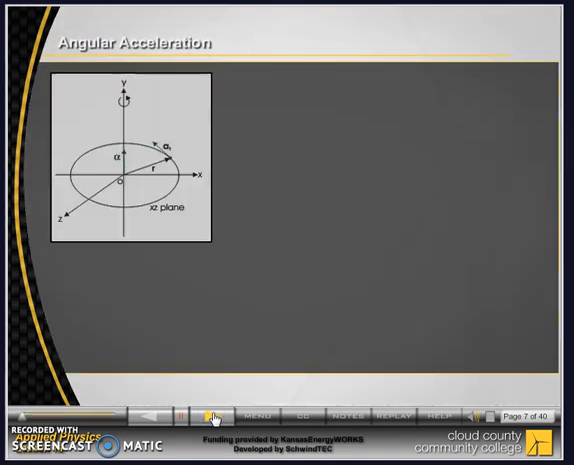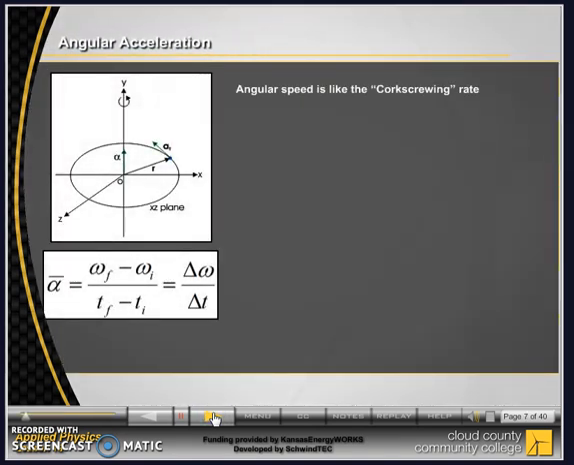Note in this rotation that the angular speed is like the corkscrewing rate, and if that corkscrewing value, noted in the figure as rotating counterclockwise about the y-axis, grows or shrinks, then you have this term known as angular acceleration, which is noted by the Greek letter alpha.